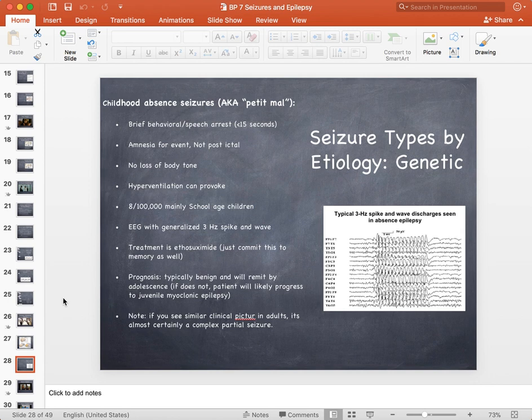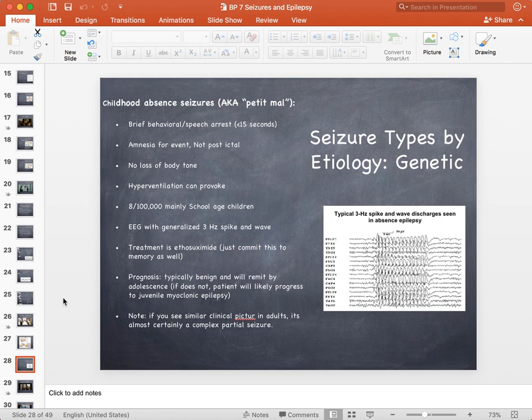You can provoke it, especially in the office with these patients, by hyperventilation. It is not uncommon. It's 8 per 100,000. So you will almost certainly come across this while you're on rotation. EEG is very stereotyped. It's a generalized, and again, underline generalized, 3 hertz spike and wave. That's a buzzword. Put that in your memory bank and remember it forever. Treatment is also super easy to remember. It's ethosuximide. I don't know of anything else that we use that drug for. It's the answer for absence seizures and really nothing else.